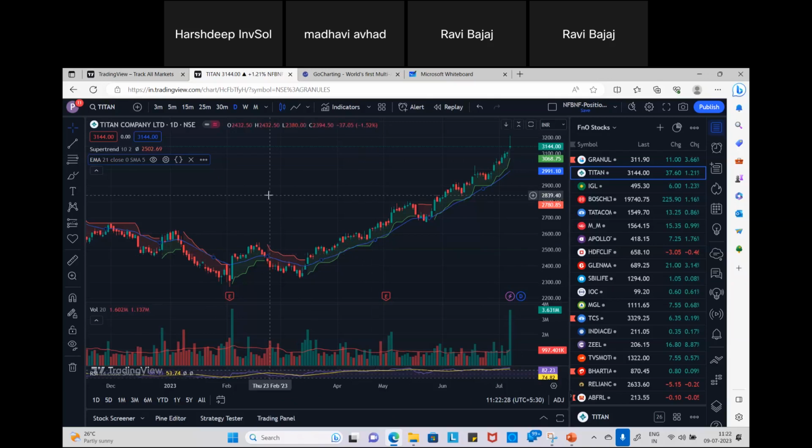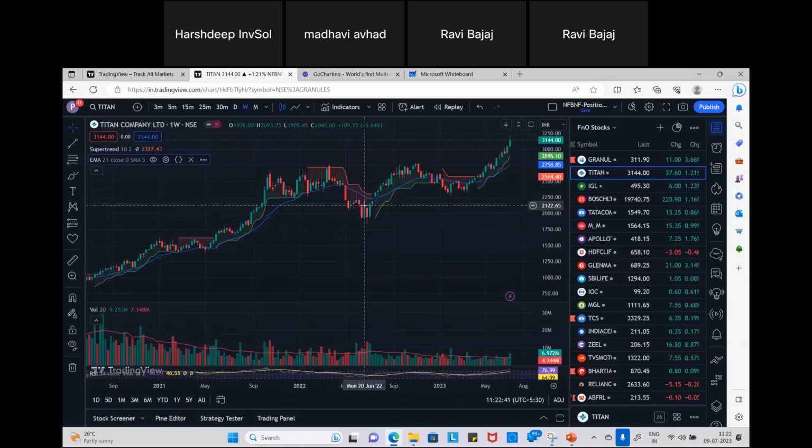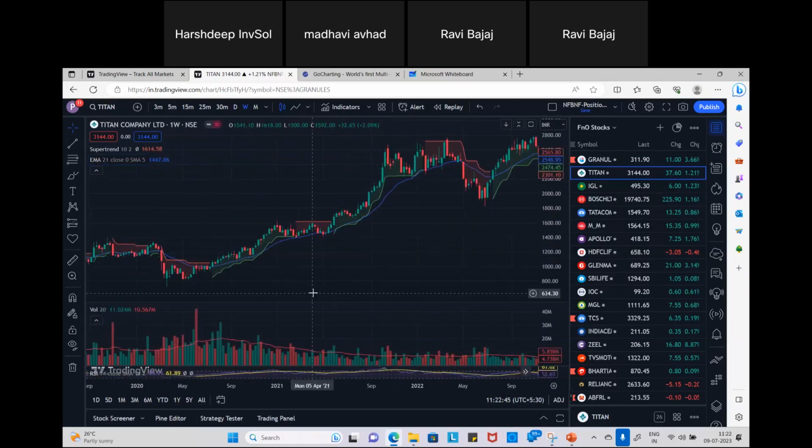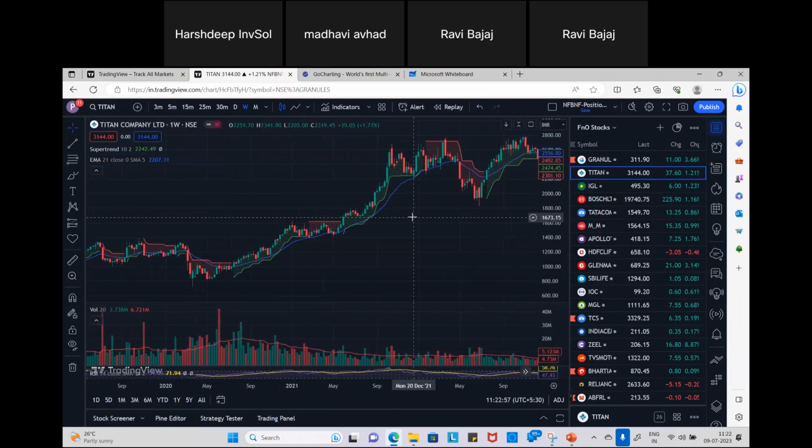So we'll start with a weekly time frame. Okay, so this is, if I switch it to weekly time frame. Okay, so if we look at the weekly time frame, we'll see how that worked.